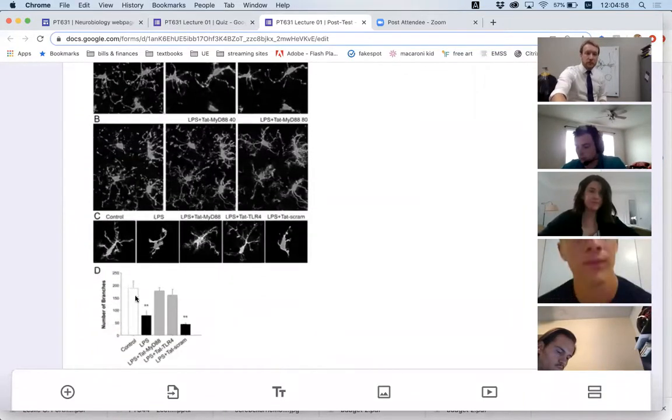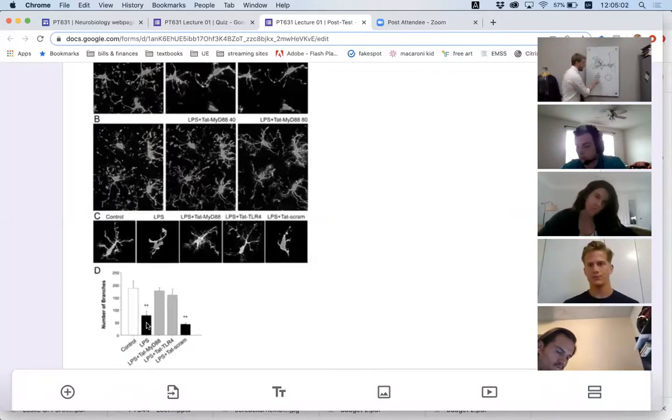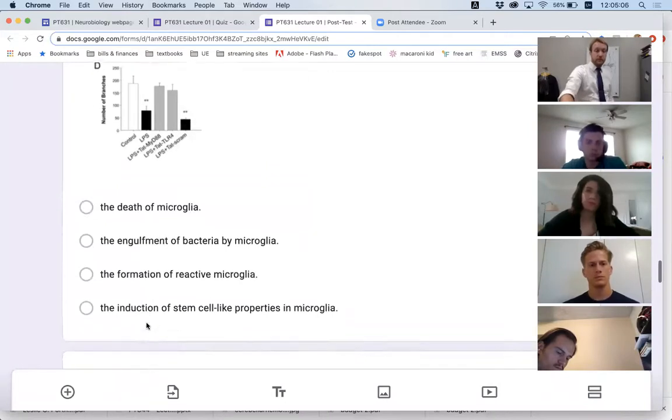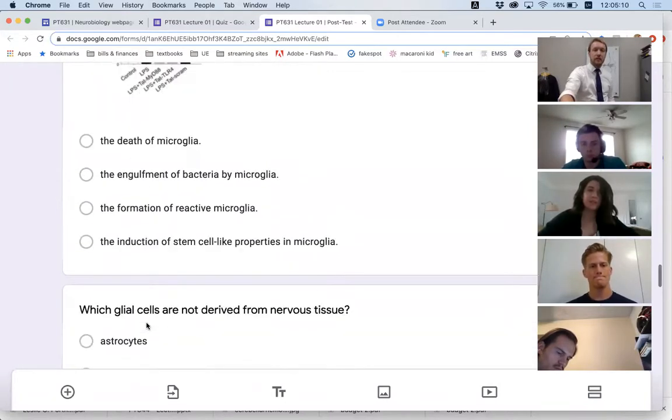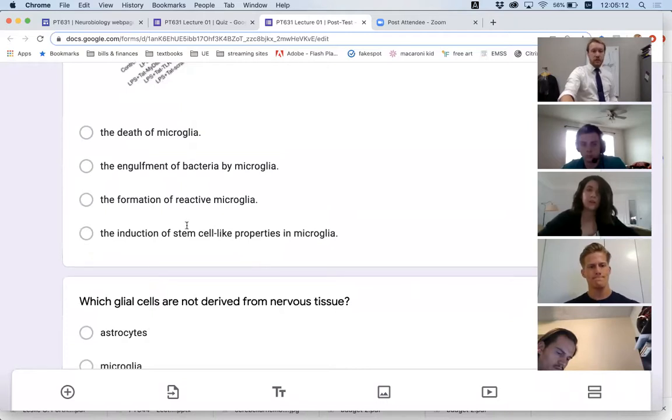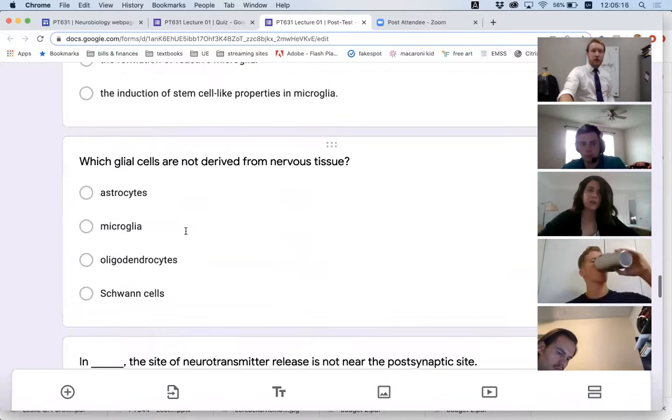Cool. So the bar drops. The number of branches decreases. In other words, it rounds up. So it's becoming reactive. That's what we want to see here. We're definitely not seeing them die. We don't see them eat anything. So, formation of reactive microglia.